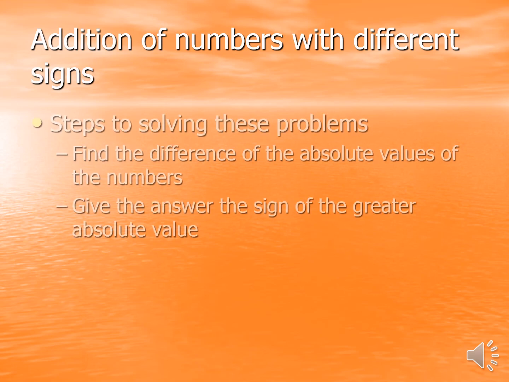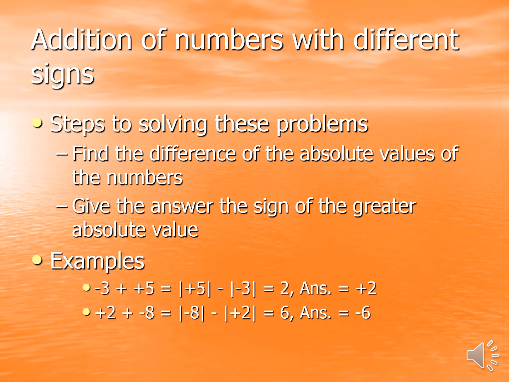If we're doing addition of numbers with different signs, we're going to find the difference of their absolute values and then give the answer the sign of the greater absolute value. For example, negative 3 plus positive 5 would be the absolute value of 5 minus the absolute value of negative 3. That gives me 2. And since 5 was the greater of the two absolute values, we give it a positive sign. For positive 2 plus negative 8, we take the absolute value of negative 8 and the absolute value of 2 and subtract them to get 6. Since the absolute value of negative 8 had the greater value, we give it a negative sign.